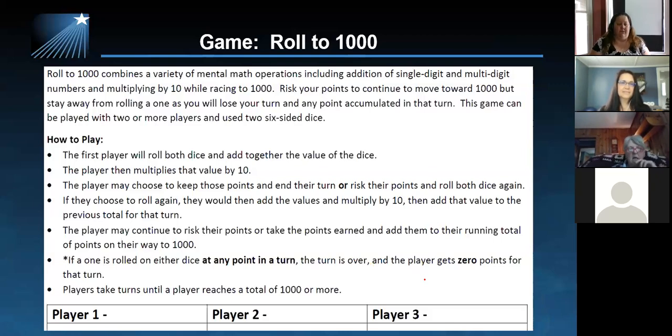To use this in a formative assessment kind of way, you're thinking about how students work with their addition facts, multiplying by 10, and adding those 3-digit numbers together, or a 2-digit and a 3-digit number. It's really getting students to work on some of their fact fluencies. But as a formative assessment piece, you can see how they are doing with addition and with multiplying by 10.